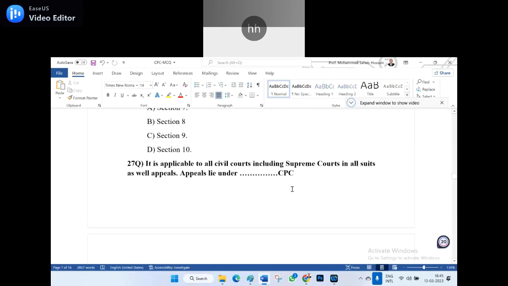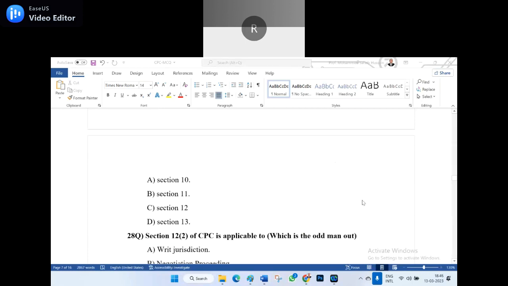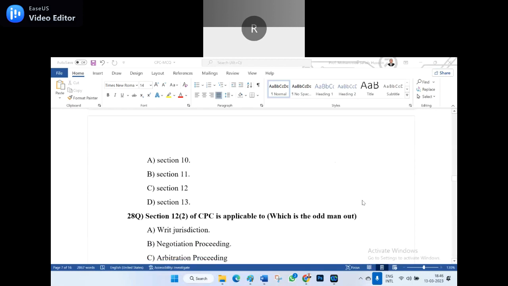Now the 27th question. Anyone can unmute and read the 27th question? It is applicable to all civil courts, including Supreme Courts, in all suits as well as appeals. Appeal lies under dash CPC. Options. Option A, Section 10. Option B, Section 11. Option C, Section 12. And Option D, Section 13.